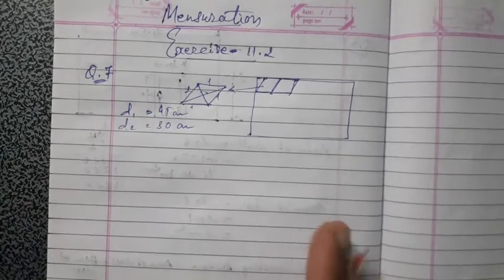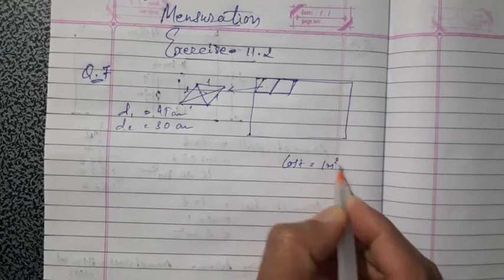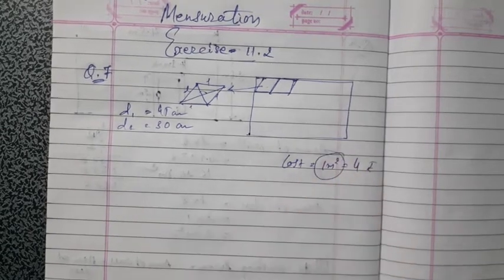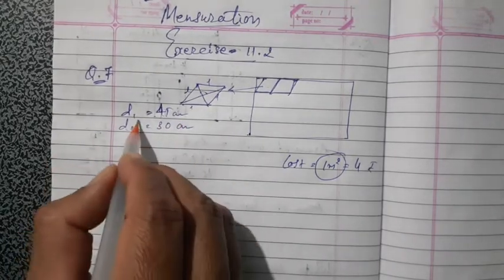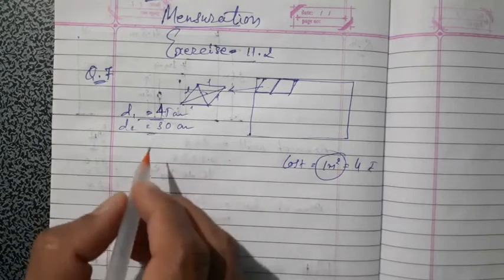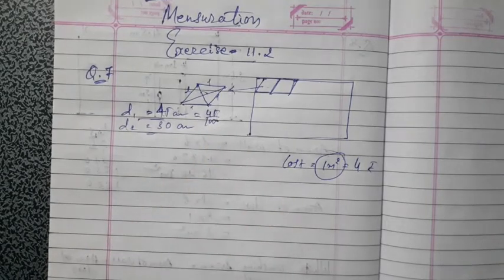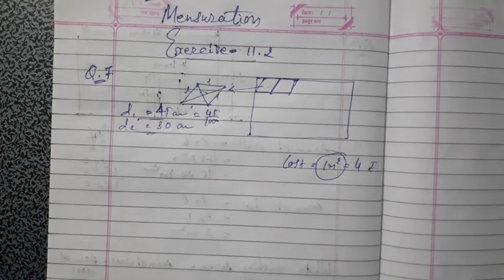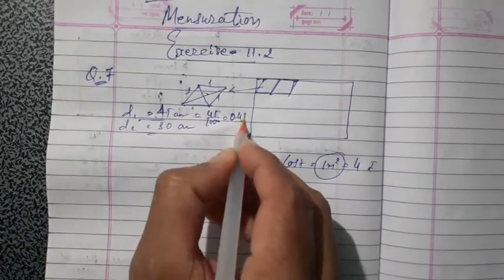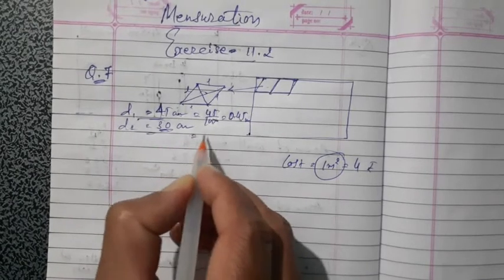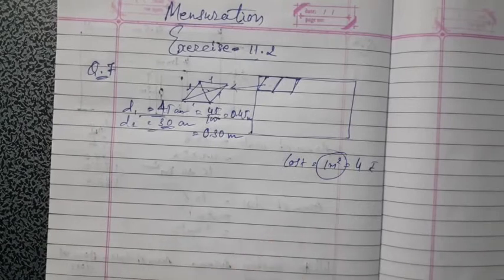First we want to find out the cost, and the cost is given as 1 meter square equal to 4 rupees, meaning the cost is given in meters. So we find the area in meters, so convert the diagonals into meters. 45 centimeter means 45 divided by 100. We know that 1 meter equals 100 centimeter, so to convert centimeter to meter we divide by 100, which equals 0.45 meter. Same here, 0.30 meter.